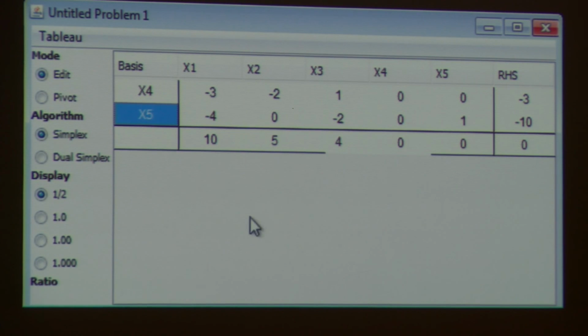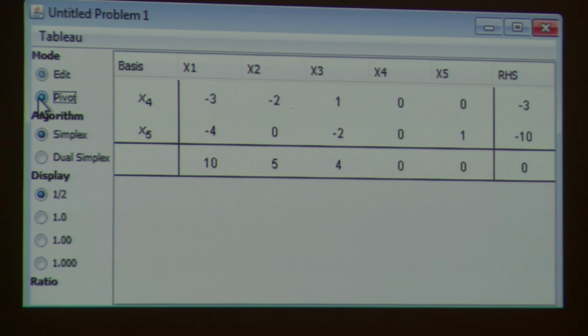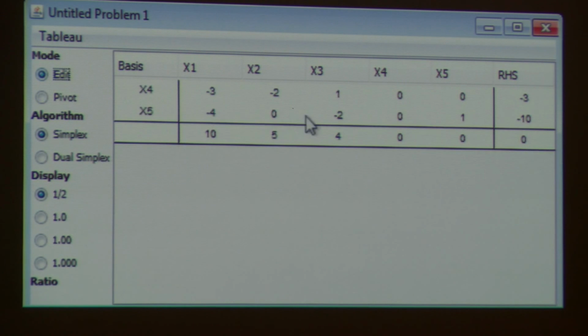So you set it up as normal in the edit mode, and then you go to the pivot mode. Question? Did I put something wrong? Don't you get 1 under x4? Oh, it's 3, right? I got it wrong. That's a 3 and a 1. I typed a 1. I skipped one number. Is it correct now? Oh, all right.